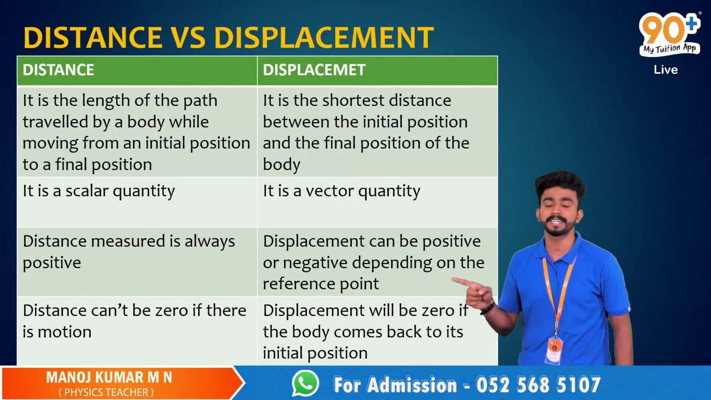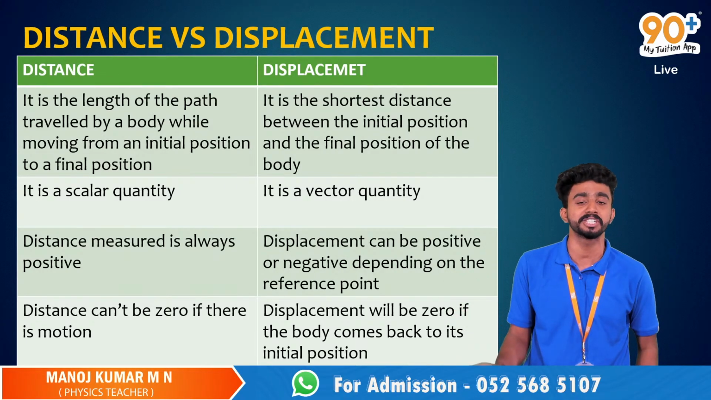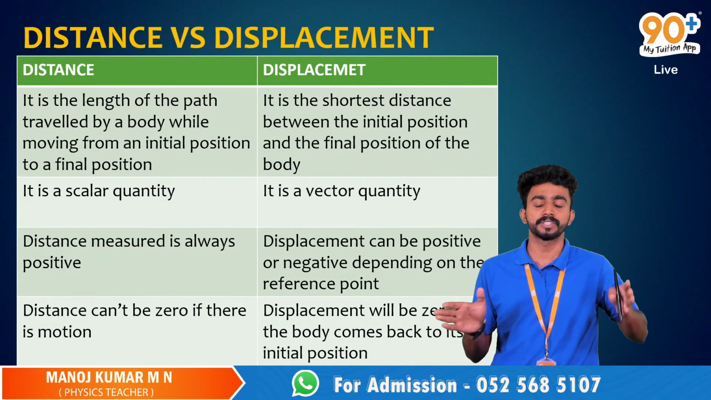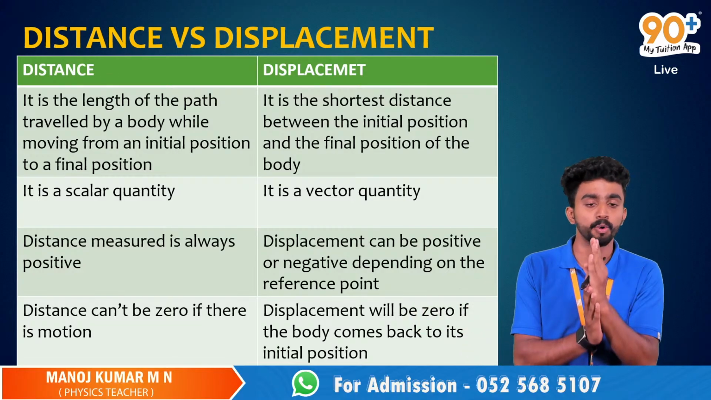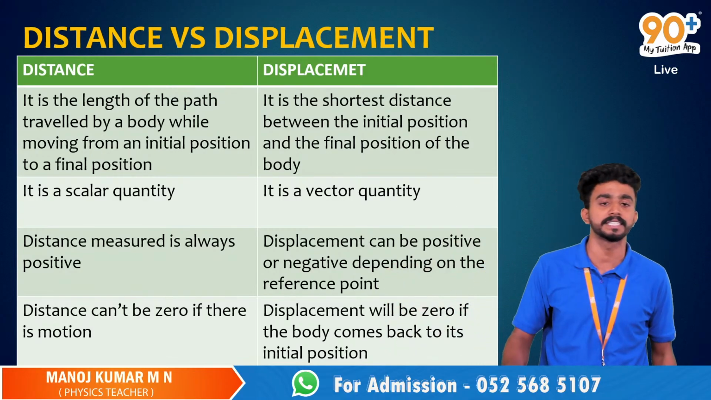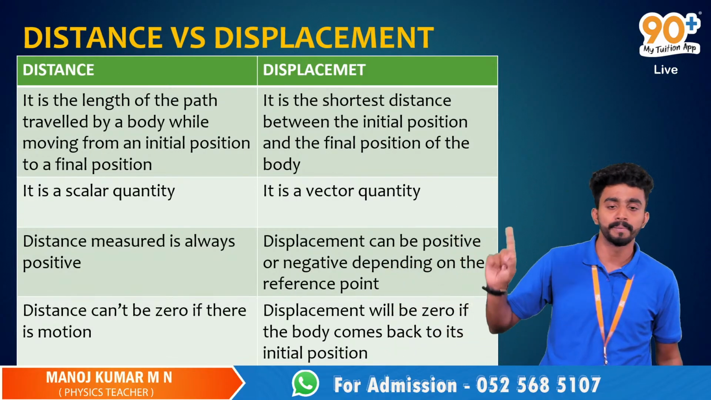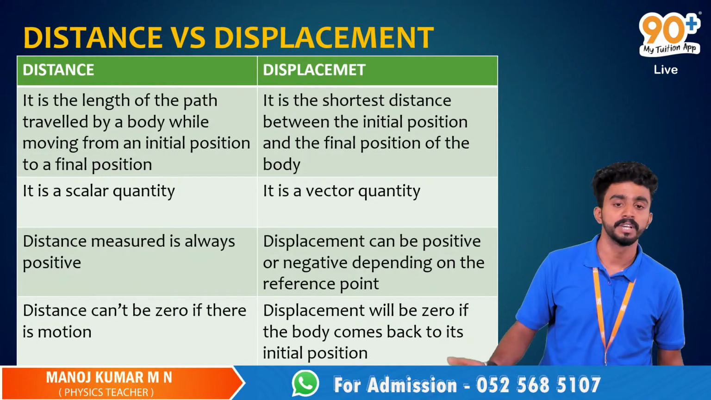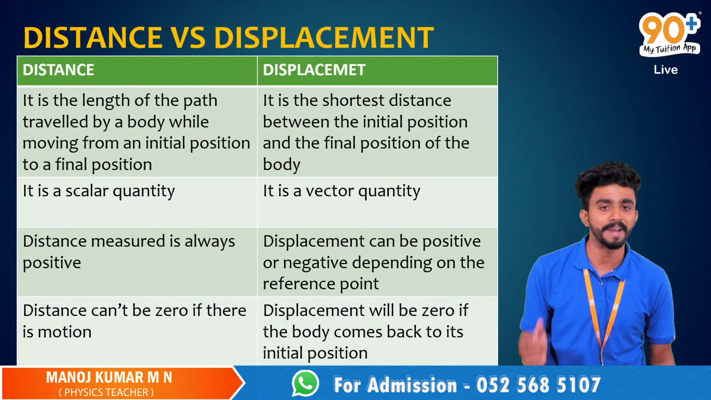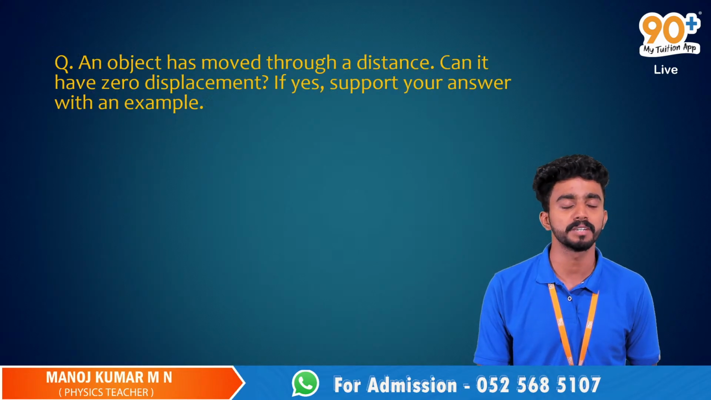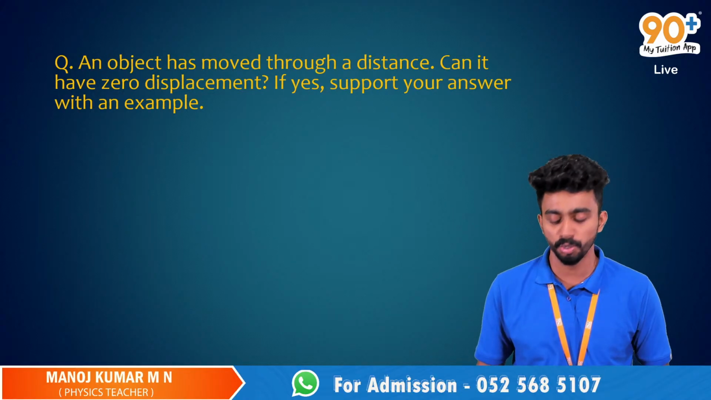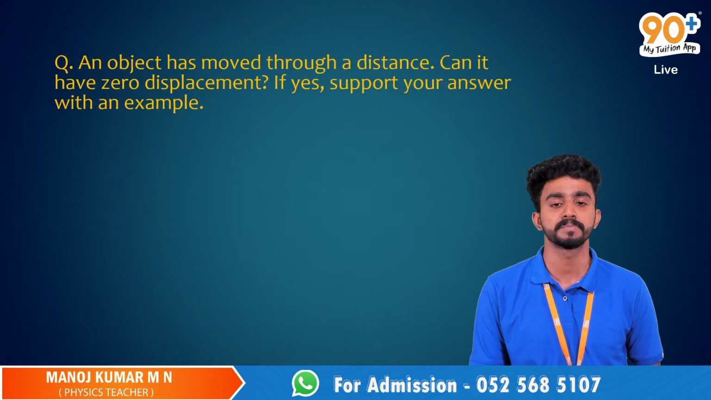Guys, this is not applicable in the case of practical applications, only when we are considering a number line or something. If you are considering a number line and the object is moving from the origin 0 to 1 or 0 to 2 or 0 to -1, in all these cases the displacement can have a negative value, but distance can't be negative. Distance can't be 0 if there is motion. Displacement will be 0 if the body comes back to its initial position. What does that mean? It means that if the initial position and the final position are the same, displacement can be 0. And the unit of distance and displacement is meter itself.